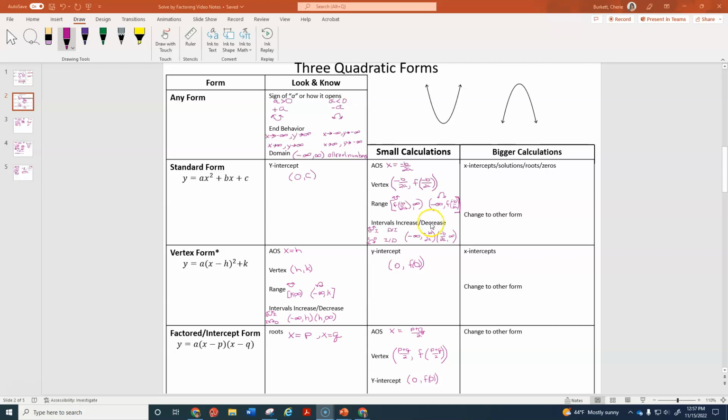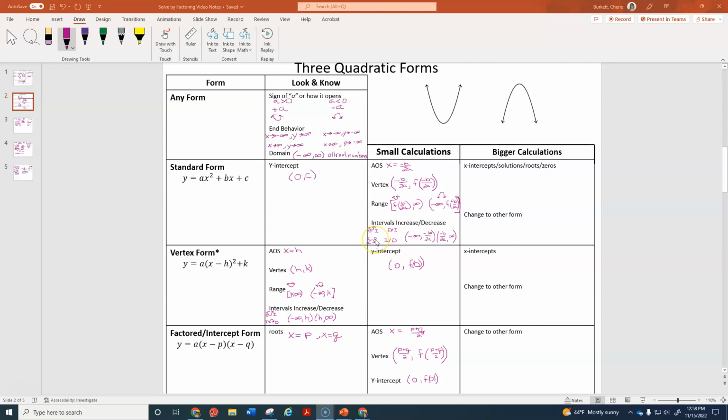Your intervals of increase and decrease, you can write it this way always, as long as you determine whether it's decreasing and then increasing, or if it's increasing and then decreasing. So I've given you a little hint right there. When it's opening up, that first interval is decreasing, and then on the right side it's increasing. So this is describing the decrease and then the increase.